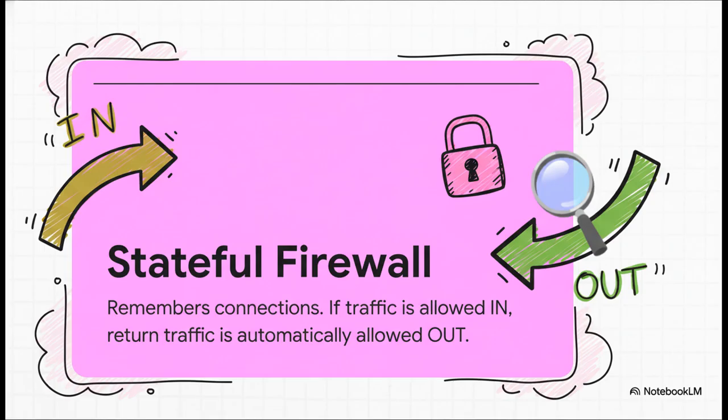A stateful firewall remembers the conversation. If you create a rule to let a request come in, the security group just remembers. It automatically knows that a response needs to go back out to complete the conversation, so it lets it through without you having to write a whole separate rule for it.